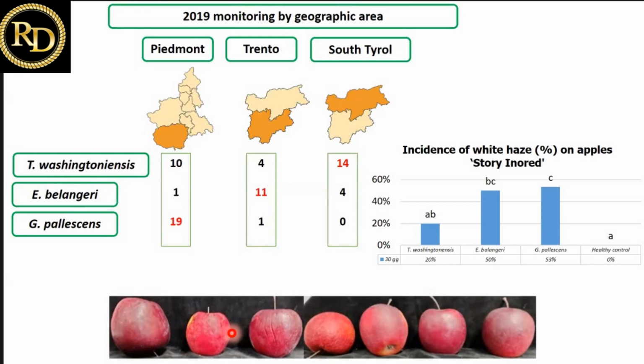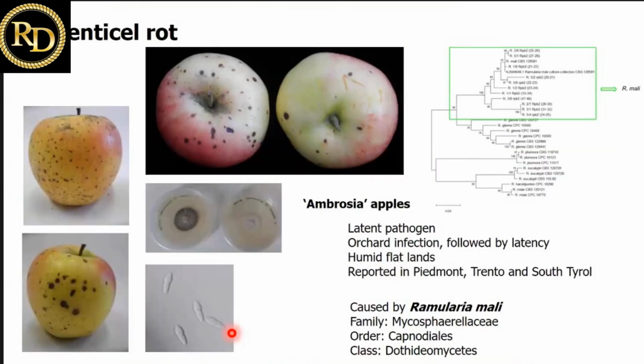But before answering the question, I would like to describe another disease. This is called dry lenticel rot. Dry lenticel rot is also another emerging disease which is growing year after year in Europe. It started in Italy, but now we have also reports in France and Austria. So it's a new pathogen which is occurring.